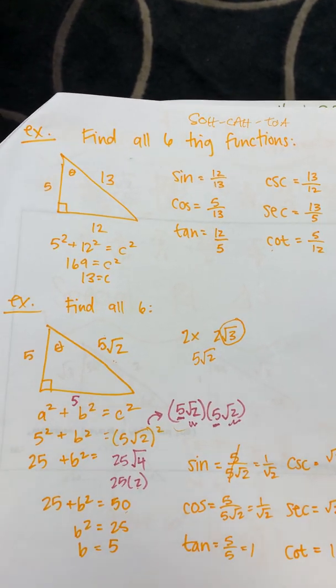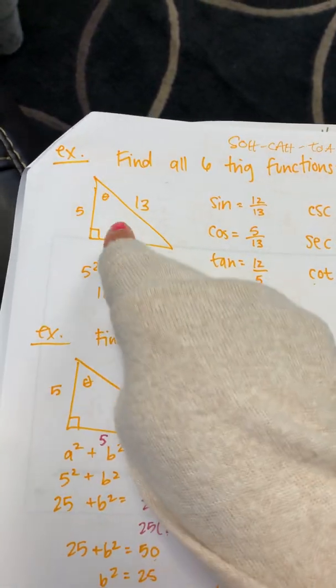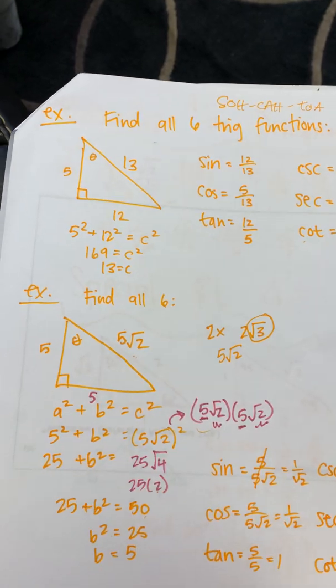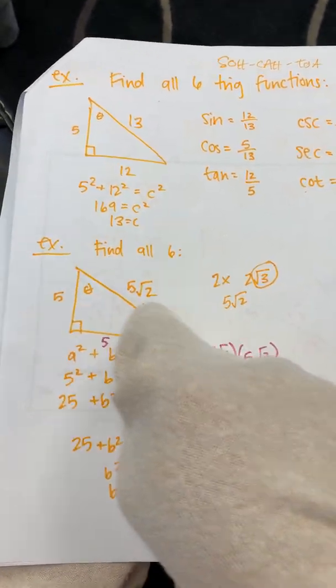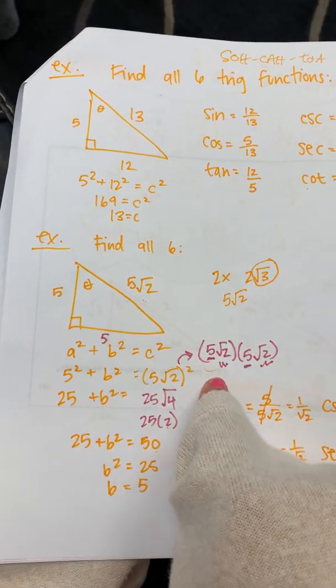Yeah? And let's say we weren't given this 13, then we would just use the Pythagorean theorem, right? Which is what I did down here. So if you're not given one of the sides, you can find the side. Okay, so find all 6 from this picture. This picture, I hadn't given you the red.